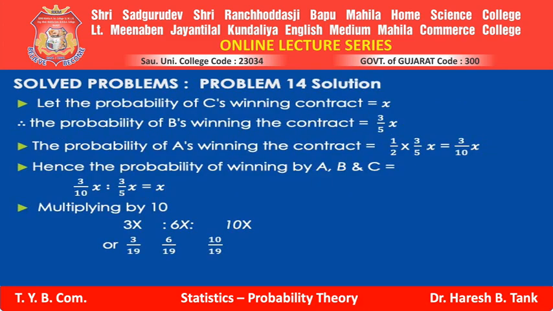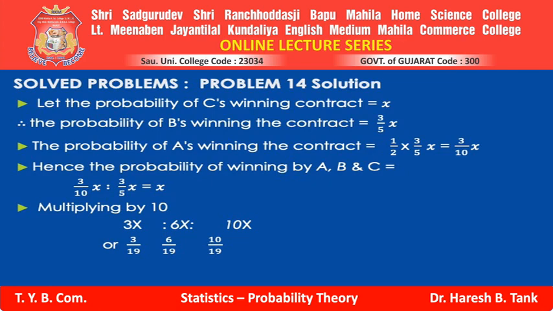Let the probability of C's winning the contract be X. So the probability of B's winning becomes 3 upon 5 multiplied by X. Fine enough. So the probability of A's winning becomes half. So 1 half multiplied by 3 upon 5 multiplied by X becomes 3 upon 10 times X. Hence the probability of winning by A, B and C, which is 3 upon 10 X, then 3 upon 5 X, then X, sums to 1.